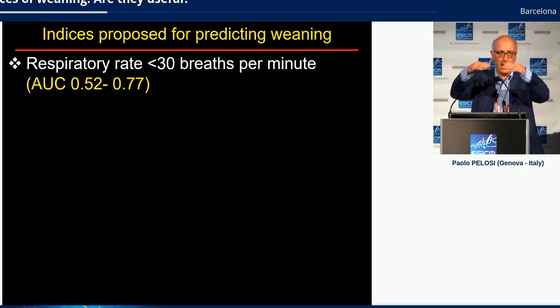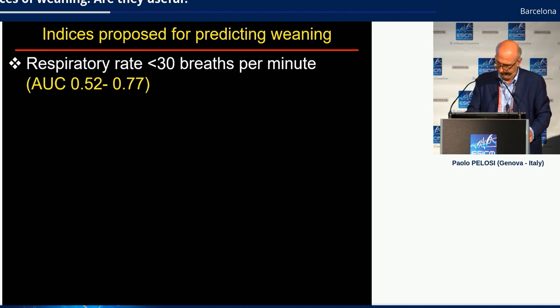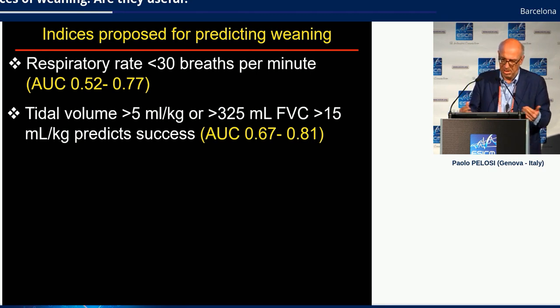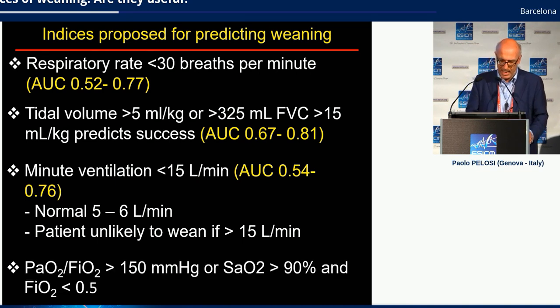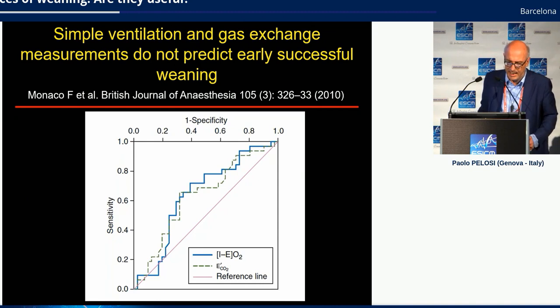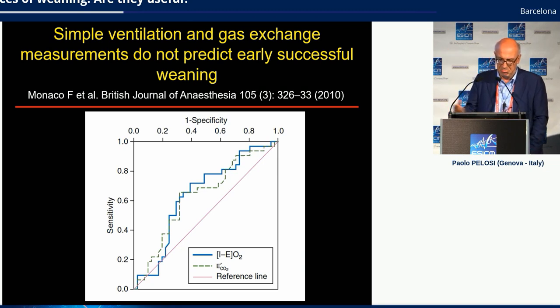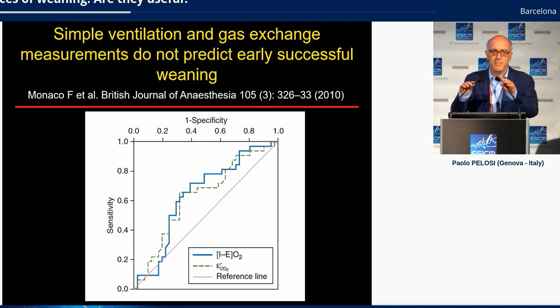Then respiratory rate, you see the AUC is low and has a very wide range, 0.5, I remember, means that it's just like flipping a coin. The tidal volume, even there, 0.67, 0.81. Minute ventilation is another parameter that can be considered, as well as PO2/FiO2. What about these very clinical indices? This is a study showing that, for example, oxygenation or even CO2, you see, the AUC curve is very poor. So PO2/FiO2 less than 150 or higher than 150 is considered in all studies, in all tables, and when you look specifically, it is just a little bit better than flipping a coin.